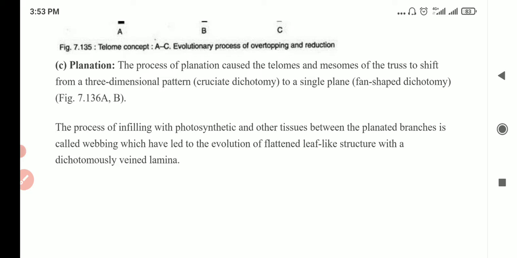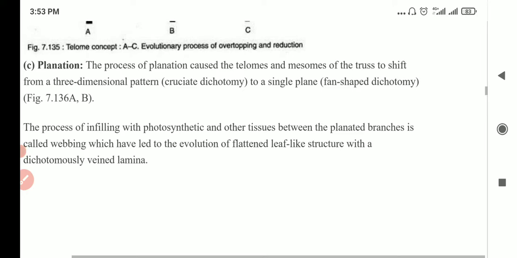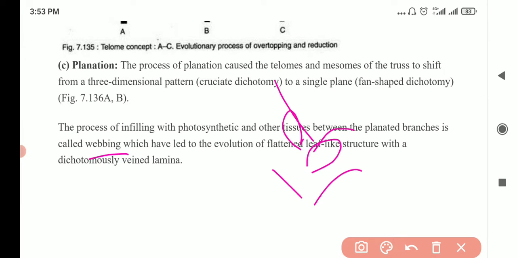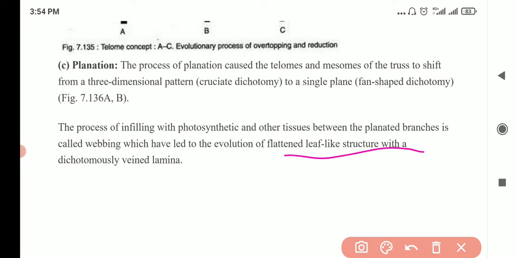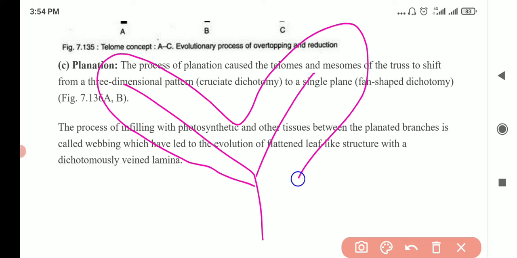Okay, means it will develop a plane or a flat webbing in between, and they will look like leaves. They will look like a leaf-like structure, and it will behave like a leaf lamina. Okay, suppose this is the dichotomizing axis, then it becomes flatter. Instead of being round, it becomes flatter and flatter, just like your modern ferns. Okay, they are flat.